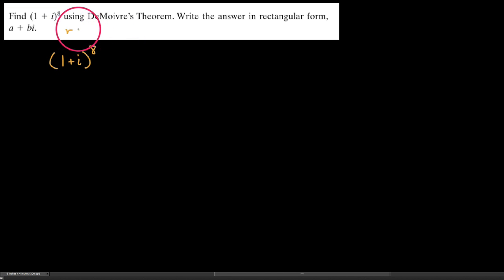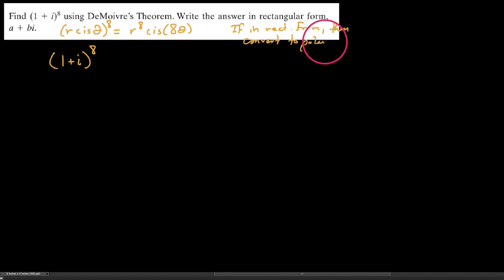And we want to raise it to the 8th power. What I know is if this number were written in r cis theta form, and we were to raise this to the 8th power, it'd be a very easy thing to do, because it would just be r to the 8th and then cosine i sine 8 times whatever the argument is. And so our method here is going to be this: if in rectangular form, then convert to polar form first.